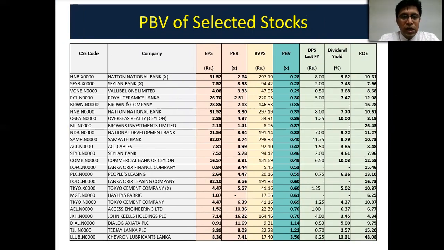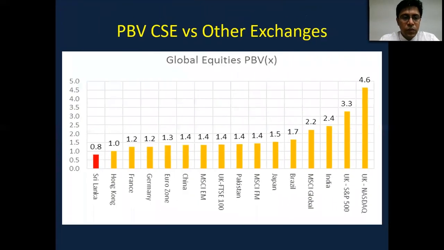This table shows the price to book values of companies being sorted from the cheapest to the most expensive. Even when you compare the CSE's price to book values against MSCI frontier markets, emerging markets, or against developed markets, CSE is the cheapest.